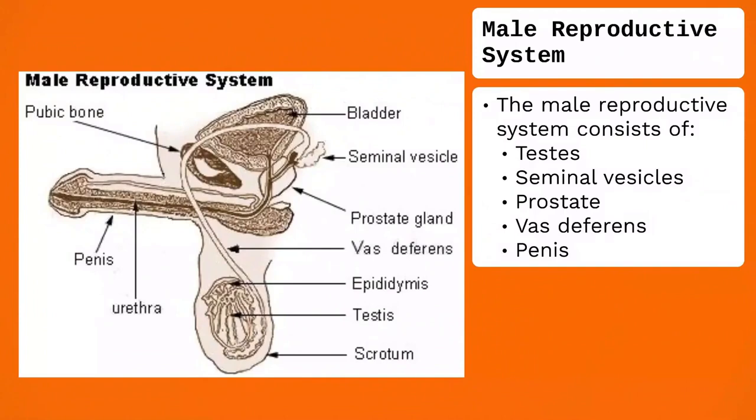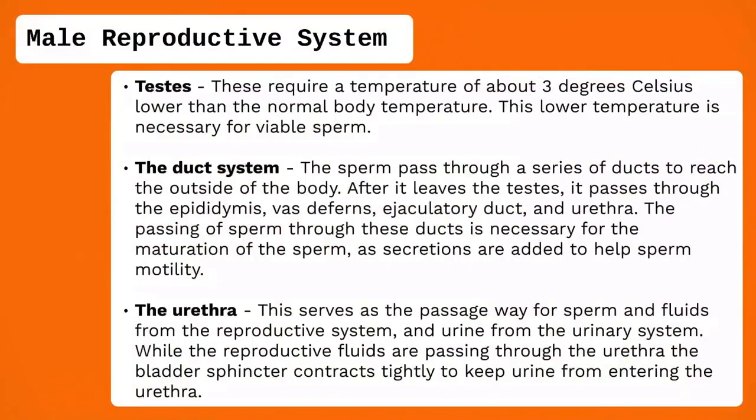First, we'll cover the male reproductive system. This consists of the testes, seminal vesicles, prostate, vas deferens, as well as the penis. The testes require a normal temperature of about 3 degrees Celsius lower than the normal body temperature, so the testes actually will raise and lower depending on how warm or cold they need to be in order to keep the sperm viable. So the lower temperature is necessary for viable sperm, making sure the sperm survive.